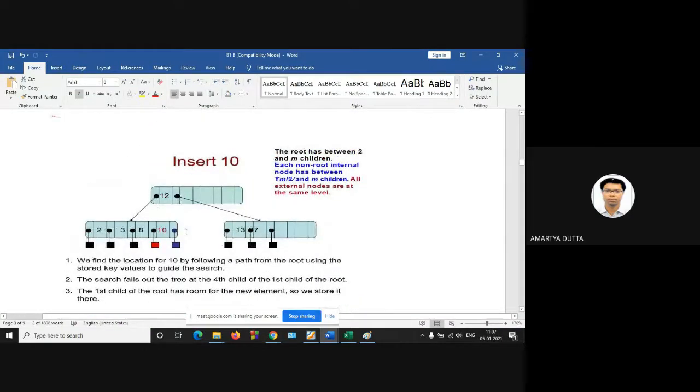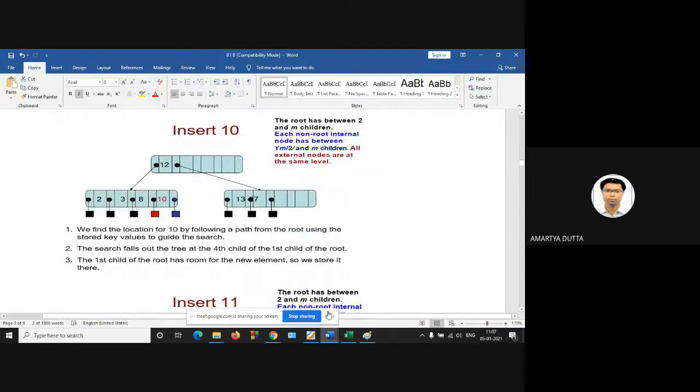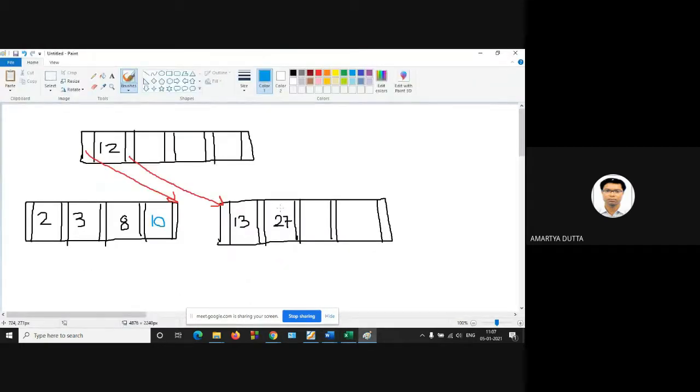So insert 10. Okay. Next insert 11. Now insert 11. What should I do? Sir, like there are four nodes, so which one should we take as median, the 3 or 8? So this is K1, K2, K3, and this is your K4. Now you have to insert the 11. So 11 will be there.